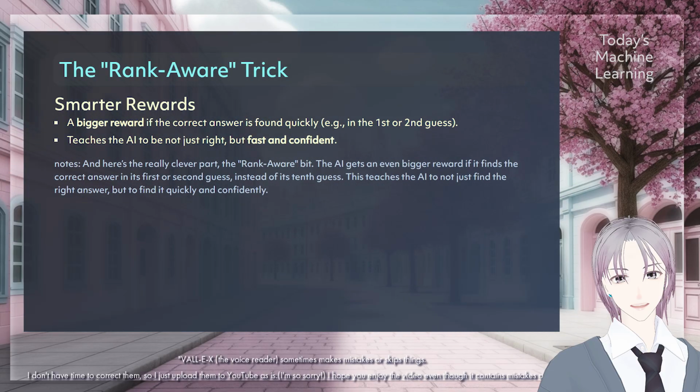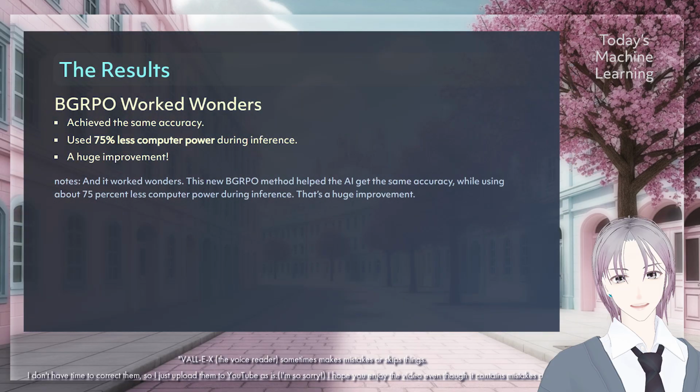And here's the really clever part, the Rank-Aware bit. The AI gets an even bigger reward if it finds the correct answer in its first or second guess, instead of its 10th guess. This teaches the AI to not just find the right answer, but to find it quickly and confidently, and it worked wonders. This new method helped the AI get the same accuracy, while using about 75% less computer power during inference.